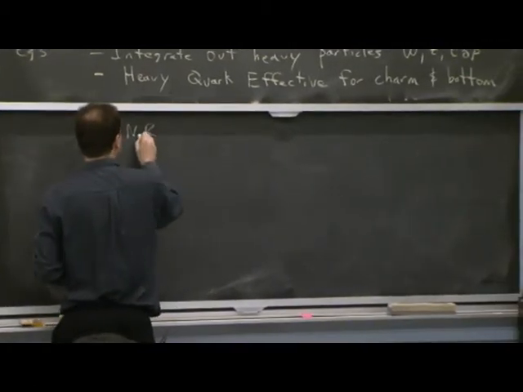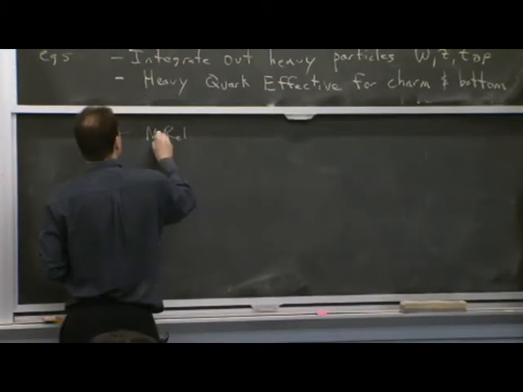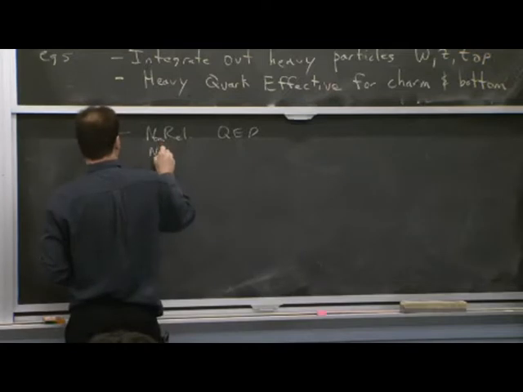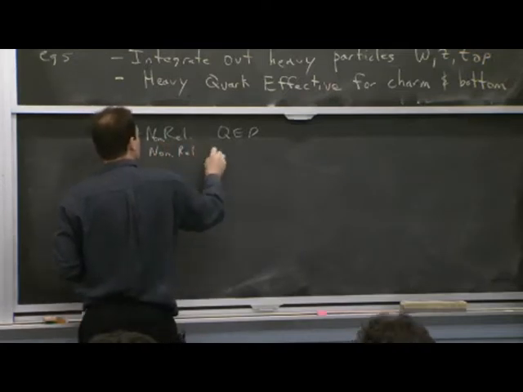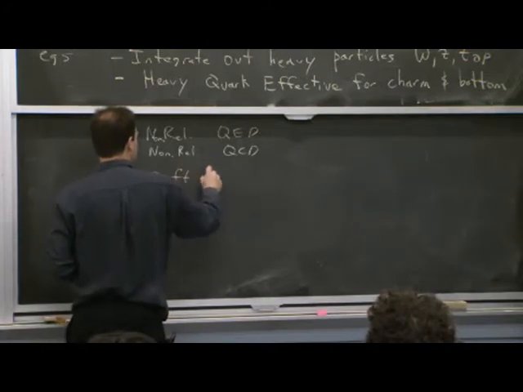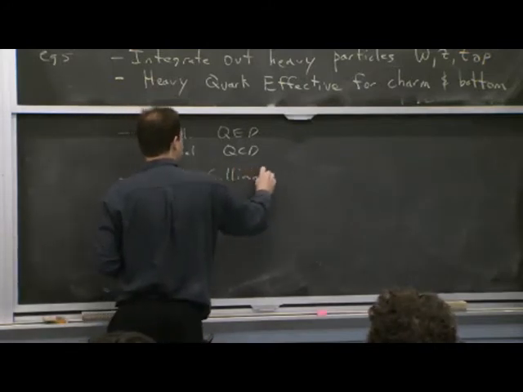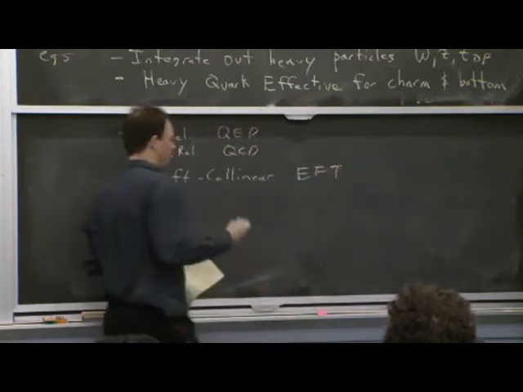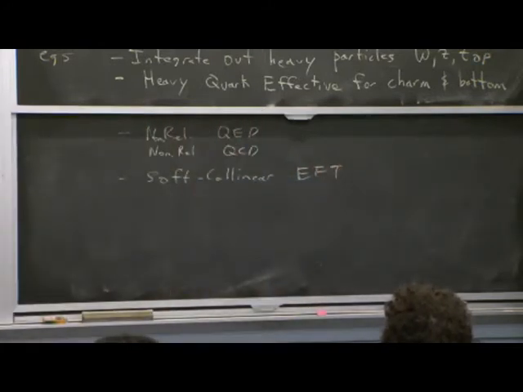So non-relativistic QED and non-relativistic QCD are also examples here. And soft collinear effective theory, one of our main subjects, is also an example of this type, where we can just start in QCD, do an expansion, and get the effective field theory.